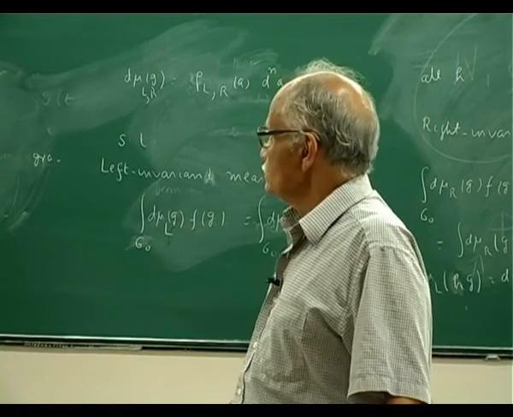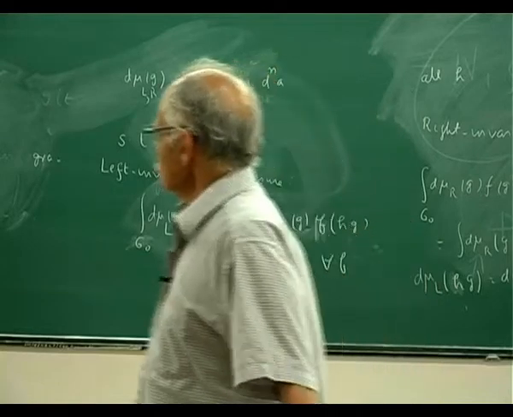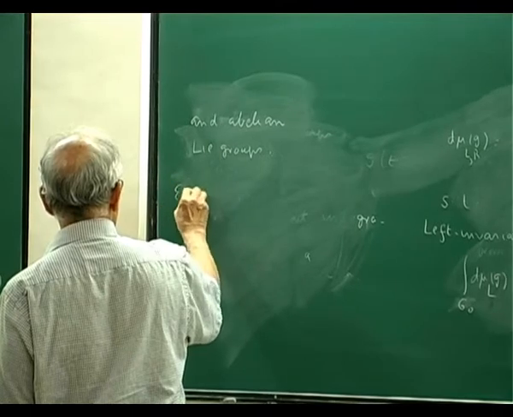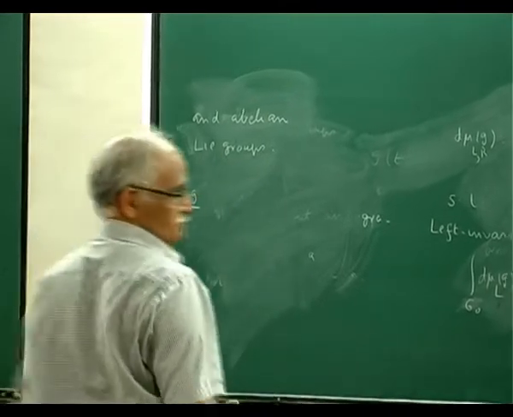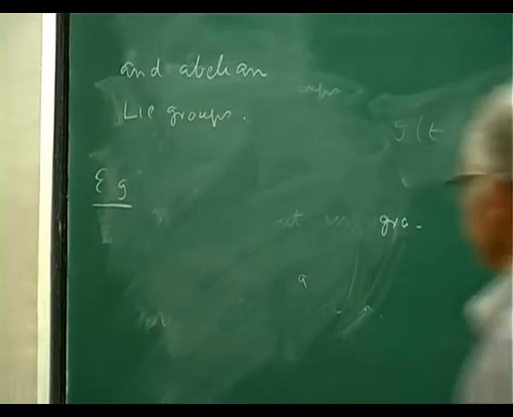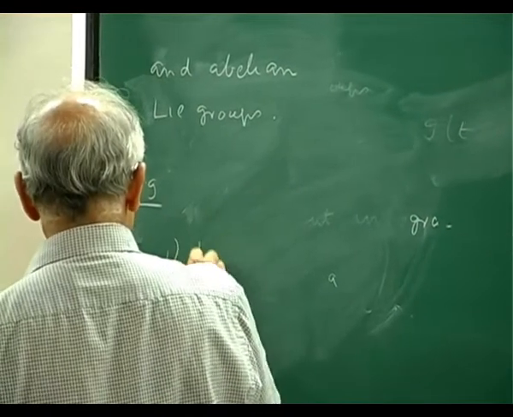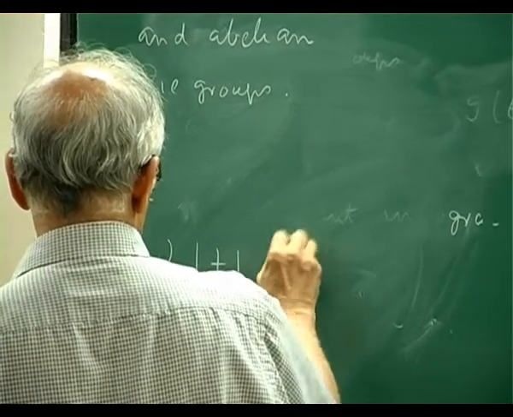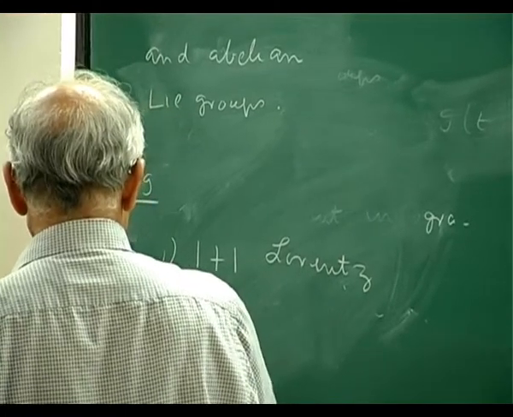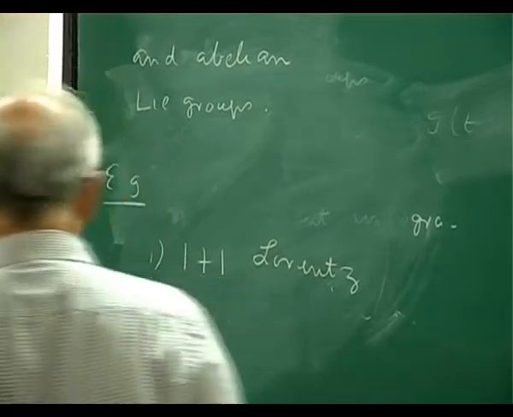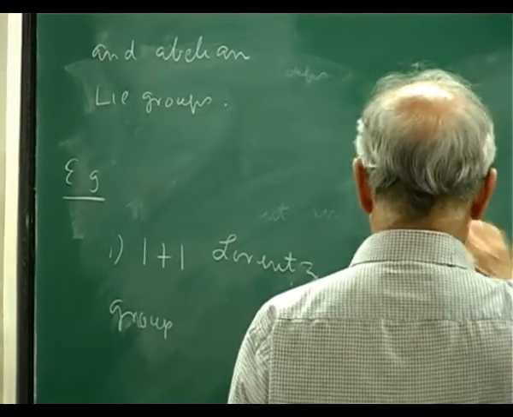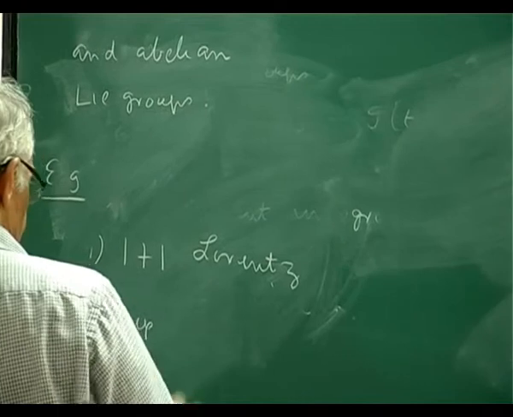So now, let me look at examples. Then we will look at how to write it in a good way. Examples. So let me look at the 1+1 Lorentz group. Let me work it out. Here, this is 1+1.